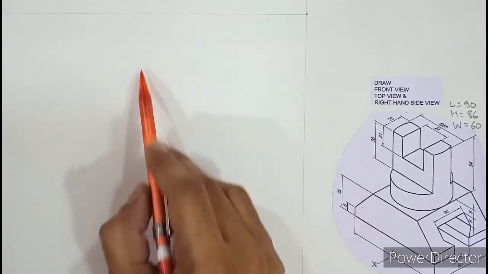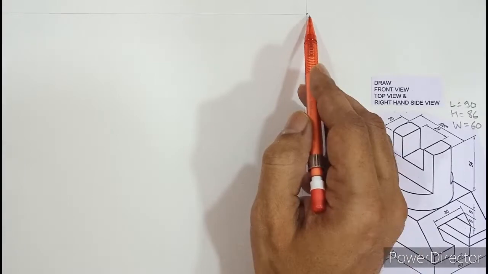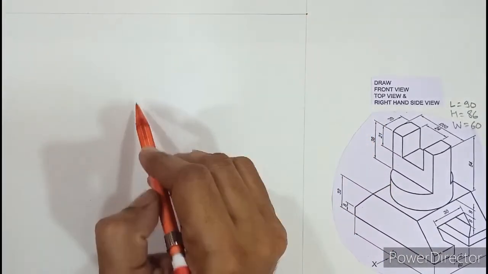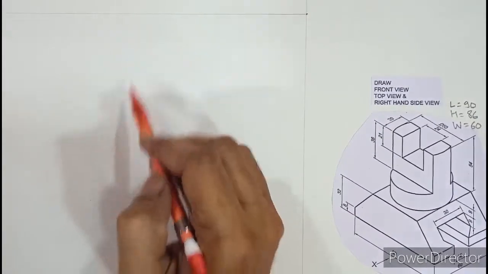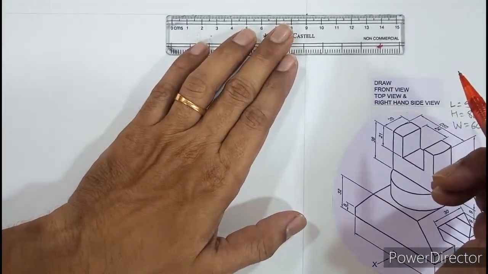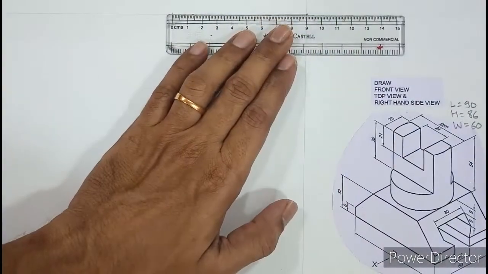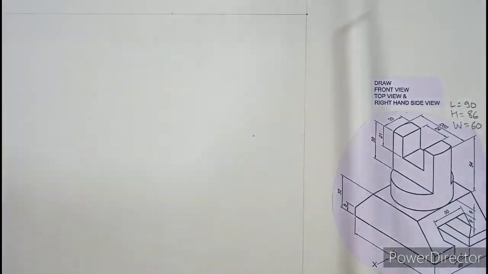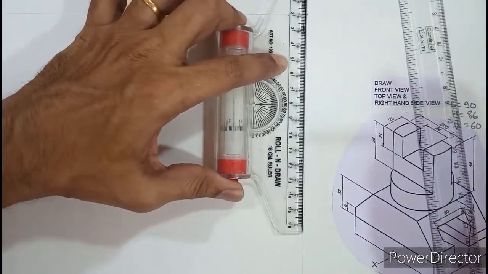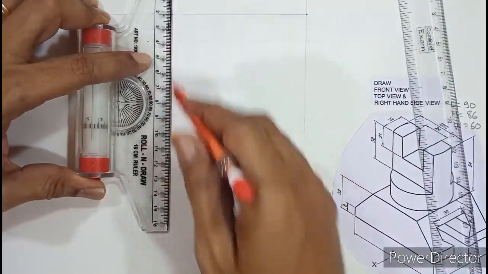Now we are supposed to draw our front view box over here. The front view box is going to lie somewhere here, and front view comprises of length and height. So length of the object is 90 and height is 86. So we need to measure 90 and 86. So let us measure 90. So from here I marked 90, and for 86 I'll align the roller scale, roll and slide, and draw a vertical line.